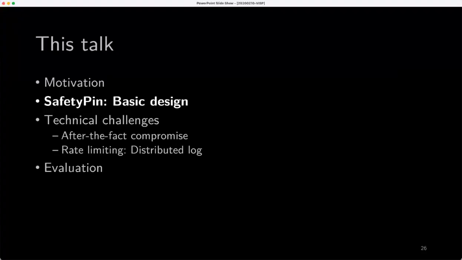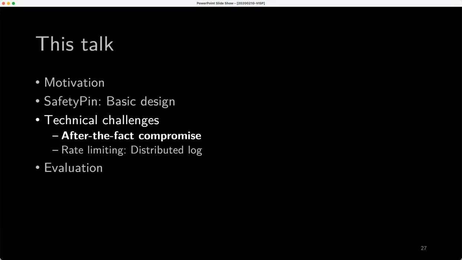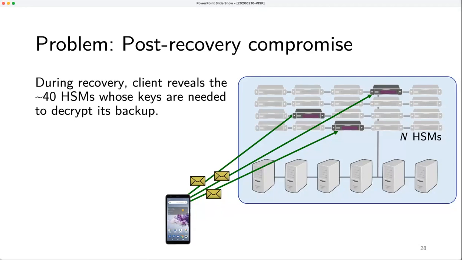So okay, that's kind of the basic design. There's a bunch of other things that come up when you actually think about how this would work in practice. I'll talk about two. The first I want to talk about is after-the-fact compromise of HSMs. If you sit with this design for a while, you would realize that this is actually a serious problem.